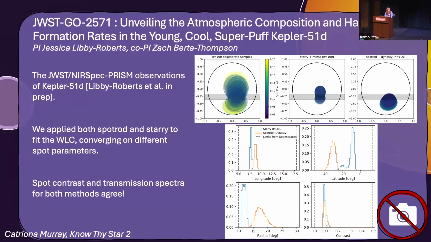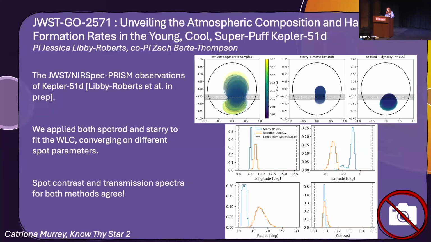And so the good news in these cases is that the contrasts for both methods, despite vastly different spot parameters, do agree. And the degeneracy limits that I find from just mapping are outside of the posterior regions in all cases.